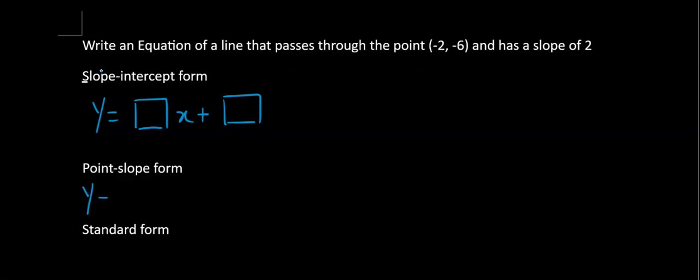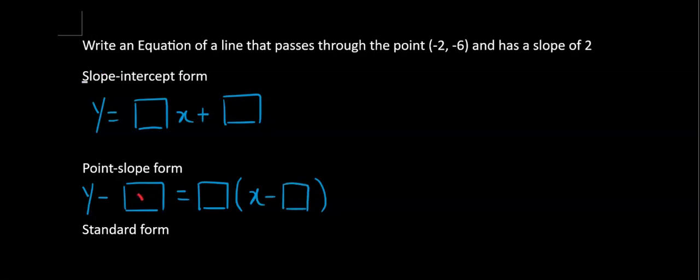Point-slope form: y minus y sub 1 equals slope, open, close parenthesis, x minus x sub 1. We're going to put this y sub 1 and x sub 1 here. That's the point. And then the last is our standard form, ax plus by equals c.